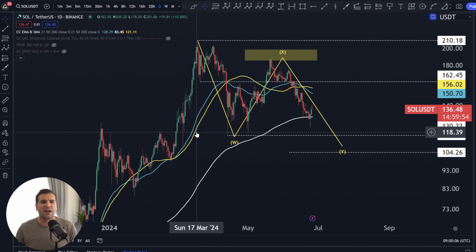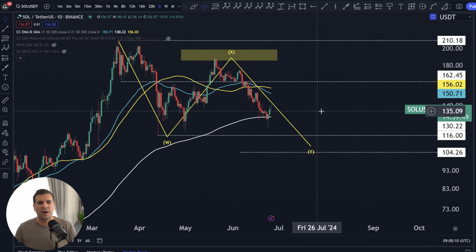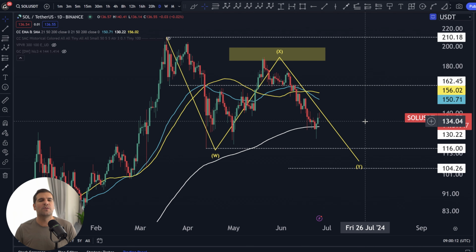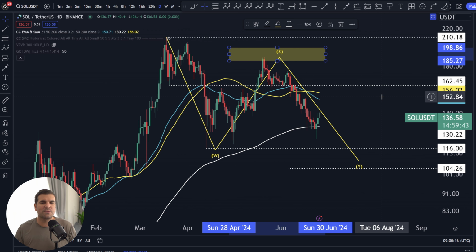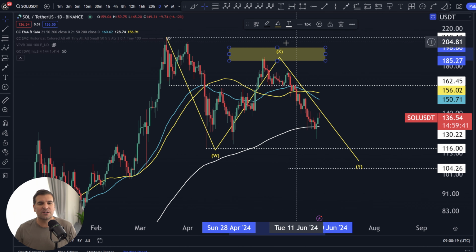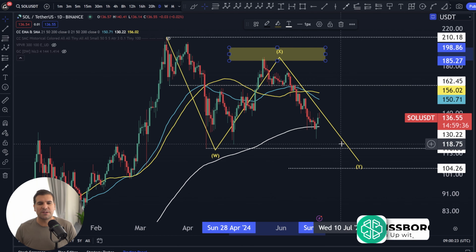So here we have Solana paired up with USDT. We're on the 1-day Binance chart, and yeah, we are still tracking a bearish move for Solana to the downside. This was after we hit the high range expectation between $185 and $198. This was back here on May 21st, and of course we started to move on down.